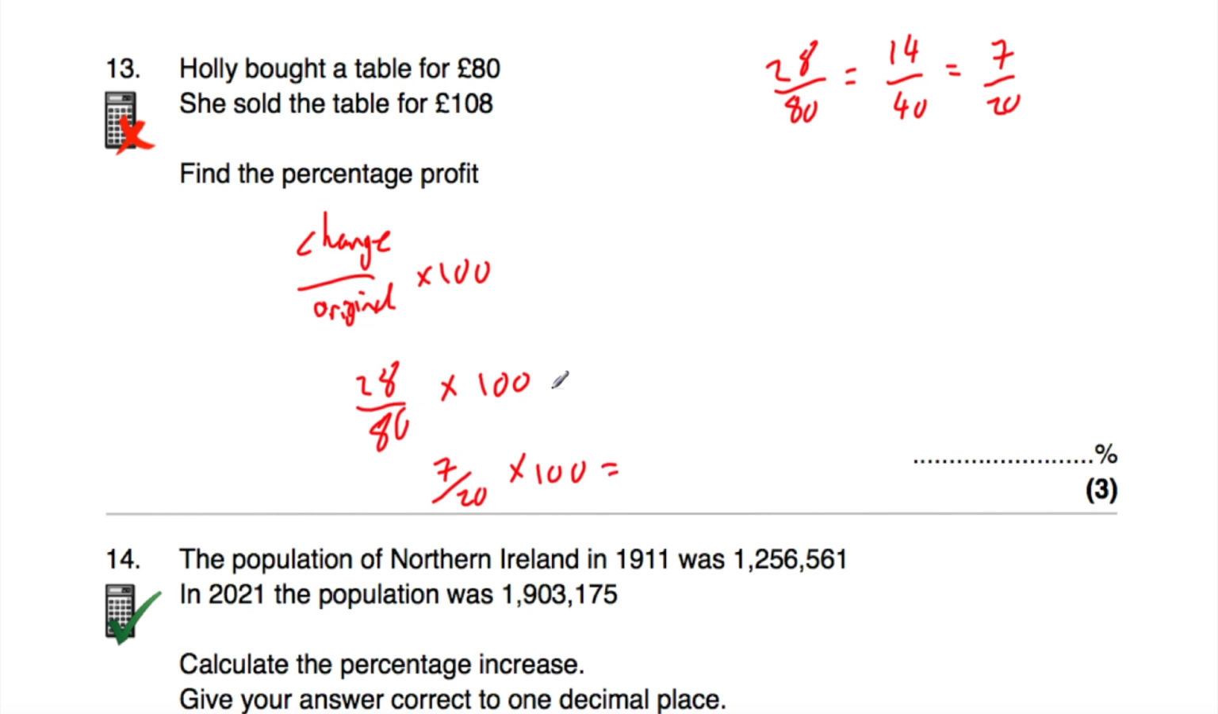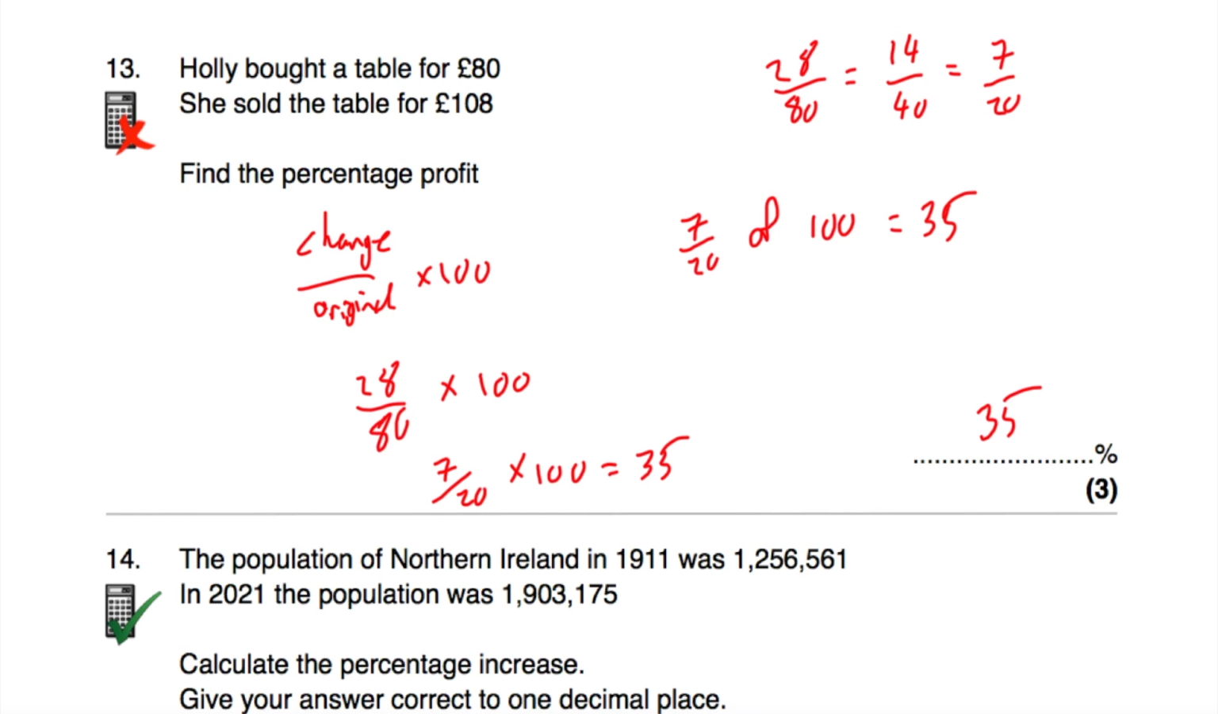So I'm going to work out 7/20 of 100. Okay, so to find 7/20 of 100, we divide by the bottom and times by the top. 100 divided by 20 is 5, times by 7 is 35. So that means that 7/20 times 100 is 35. So we've been asked to find the percentage profit. That's going to be 35%, and that's it.